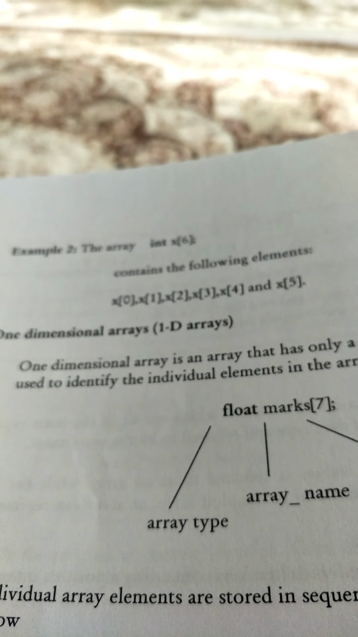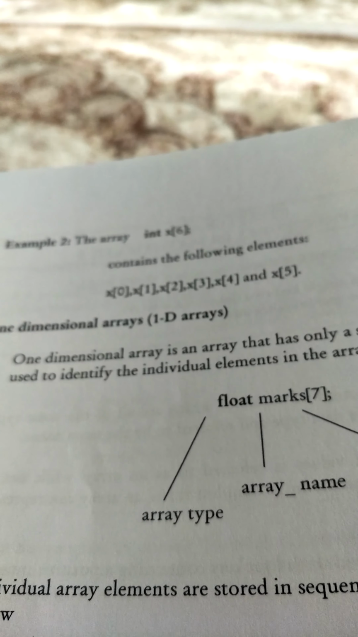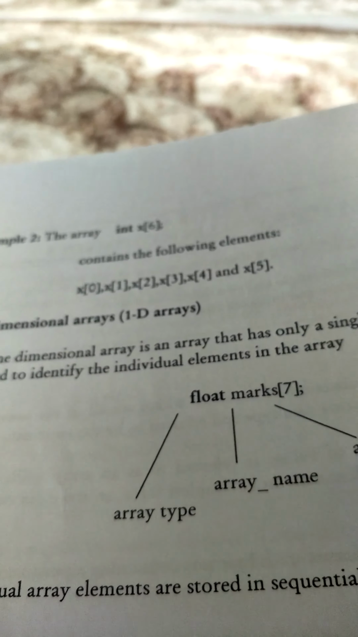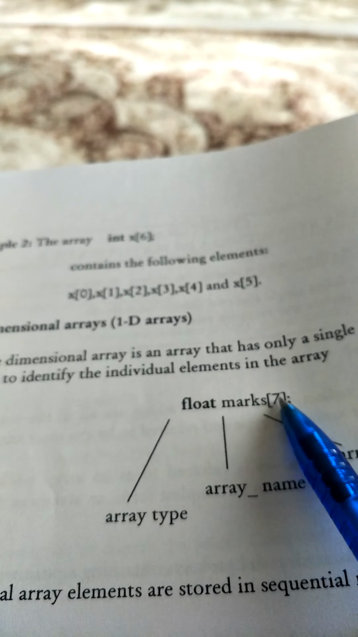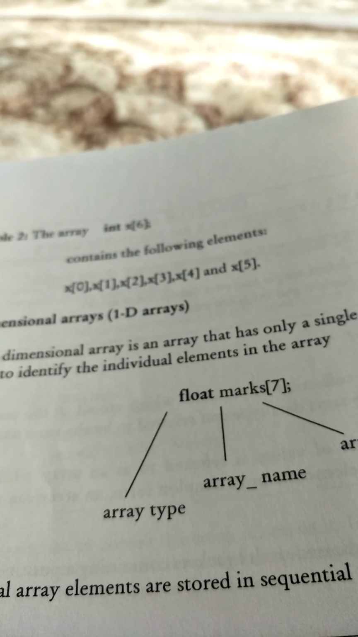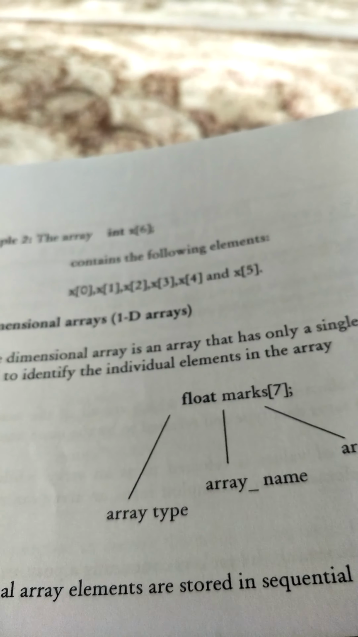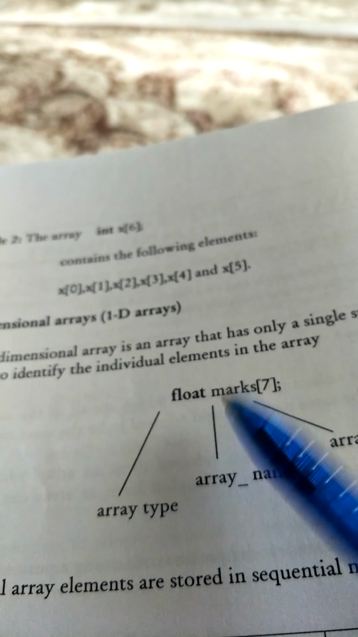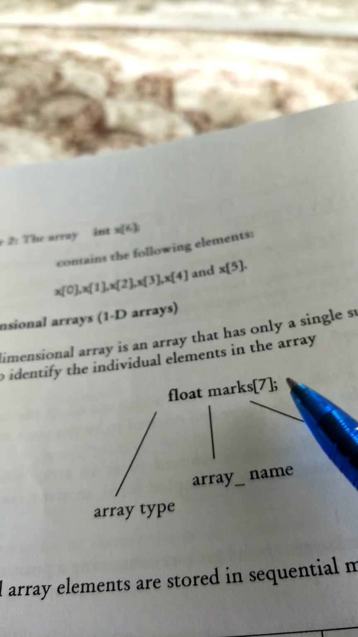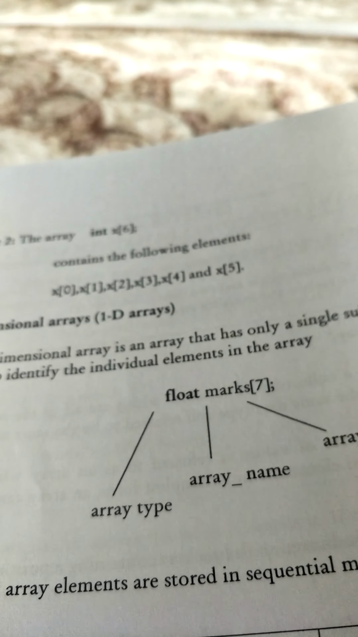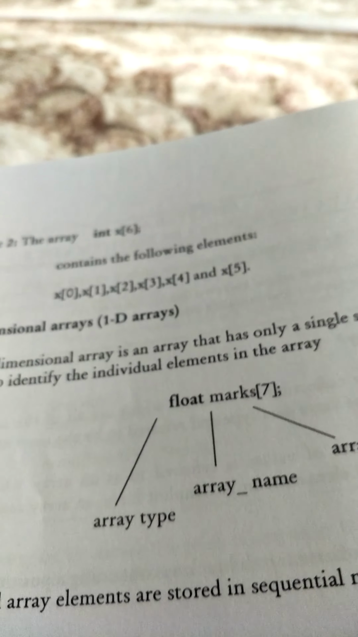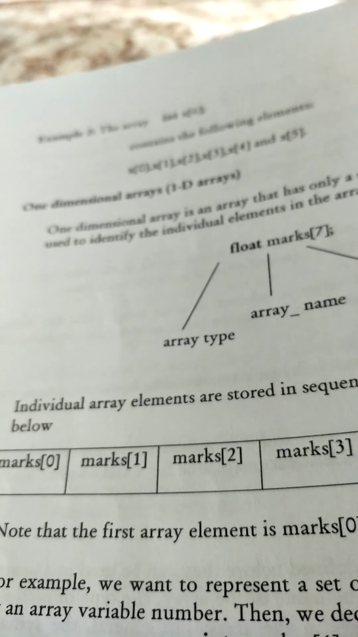So a one-dimensional array is an array that has only a single subscript. In this case, we have a single subscript here. Single doesn't mean once, but single means we only have one subscript there. A subscript is used to identify the individual element in the array. So we have marks: mark 0, mark 1, 2, 3 up to 6. So those are individual elements. Okay, that's more explanation on the mark.